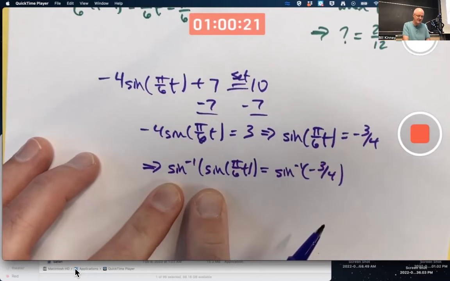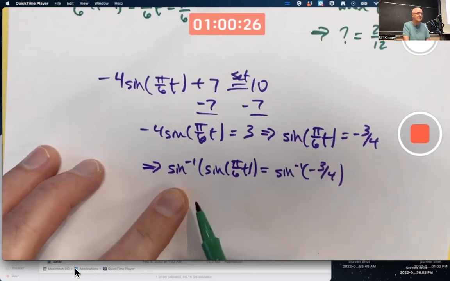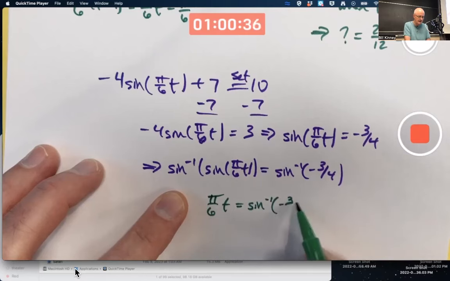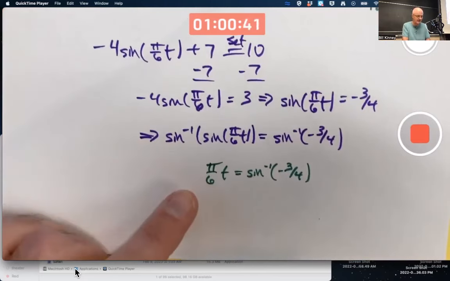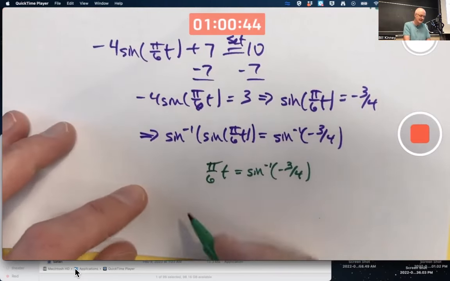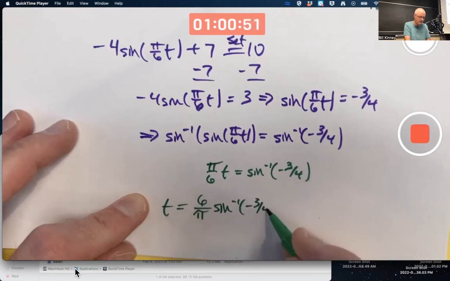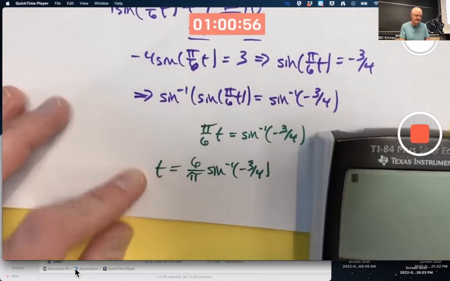Being the inverse function of sine, these cancel, so to speak. Under function composition, they're inverses. They go away. To finish solving for t now, multiply both sides by 6 over pi so that the pi over 6 goes away. Looks like one answer for t is 6 over pi times the inverse sine of -3/4. Of course, that doesn't have a ton of meaning to you unless you approximate it.